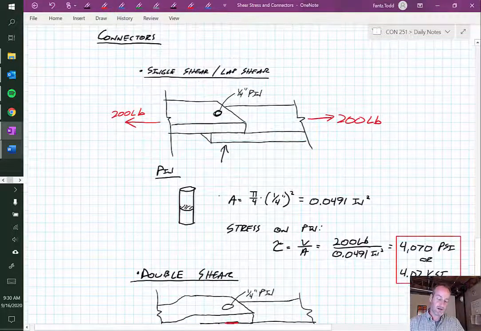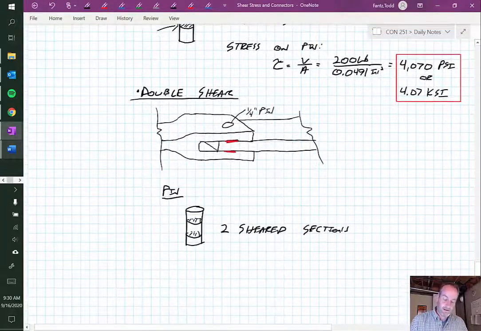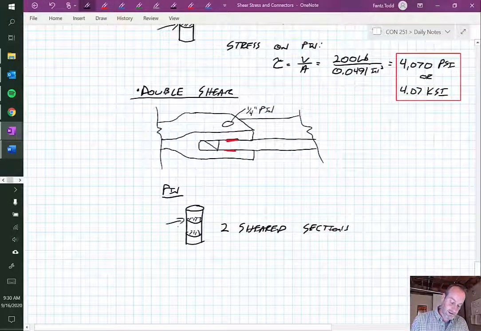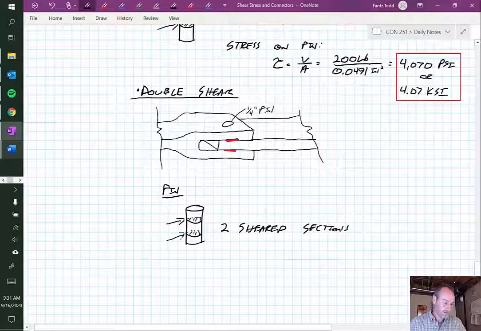So single shear had 1 shear plane, 1 stressed area, and of course double shear, like the name implies, we have these 2 sheared sections or stressed areas, right?